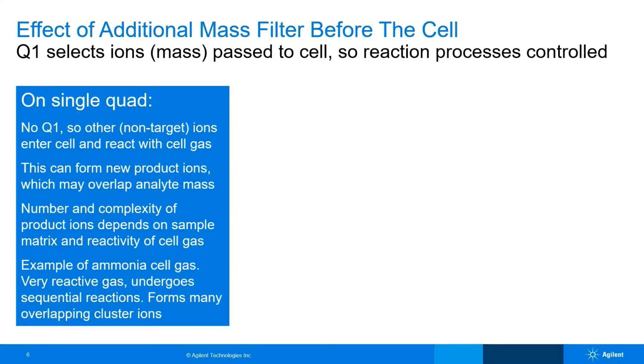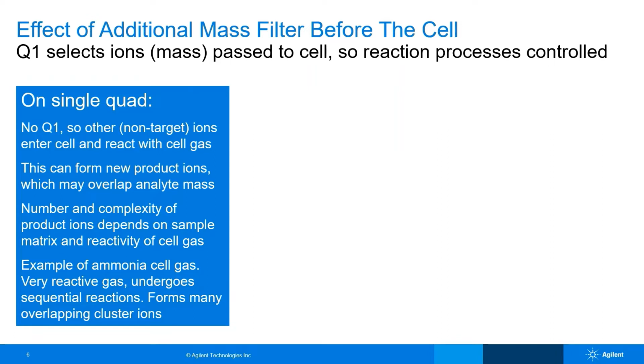Having that additional mass filter before the cell means that you're going to be selecting what passes to the cell, so the reaction process in the cell is going to be controlled. On a single quad, not having that additional mass filter, you have no control over what enters and reacts in the cell. So you're going to have new product ions being formed. The number and complexity of these product ions is going to depend on the matrix and the reactive gas that you're going to be using.